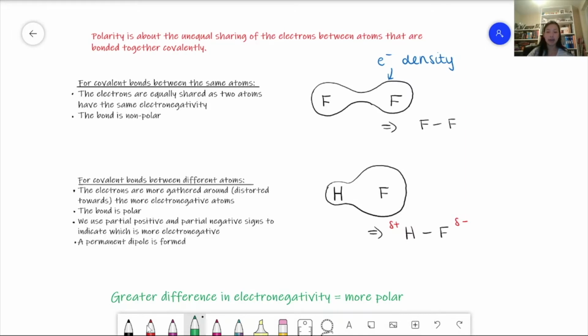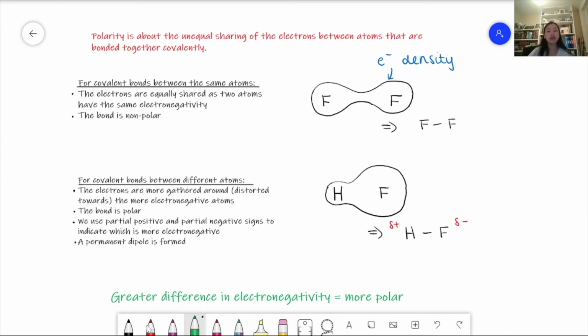The second thing which can happen is covalent bonding between different atoms. And because they're different atoms, it means that they automatically have different electronegativities. In this example, fluorine is much more electronegative than hydrogen, so the electrons are more gathered around the fluorine because fluorine's ability to attract the electrons is much larger, hence a bigger electronegative value. So we say that the electrons are distorted towards the fluorine. And this makes the bond polar because there's an unequal sharing of the electrons.